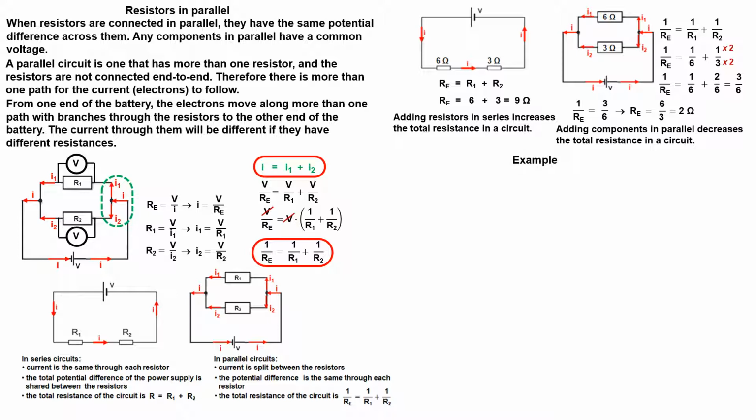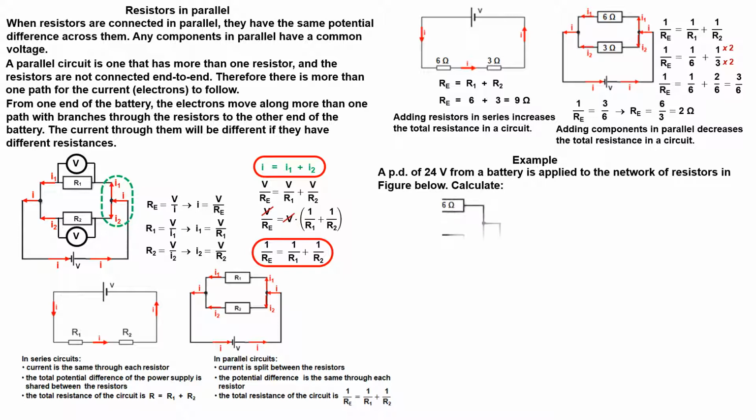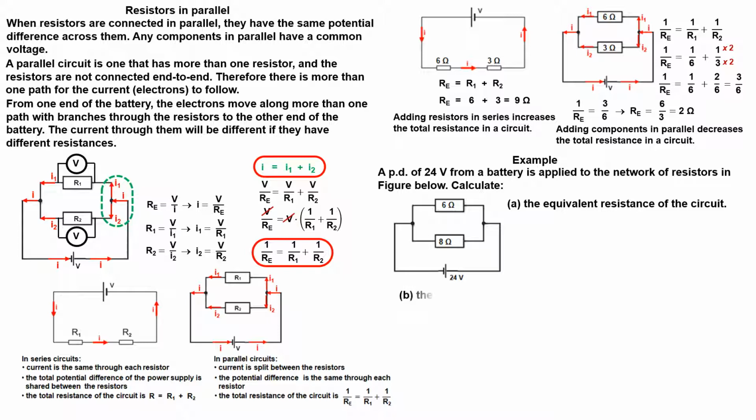Example. A potential difference of 24 volts from a battery is applied to the network of resistors in the figure below. Calculate the equivalent resistance of the circuit. Calculate the current in each resistor. Calculate the total current. Put the fractions in the same denominators.